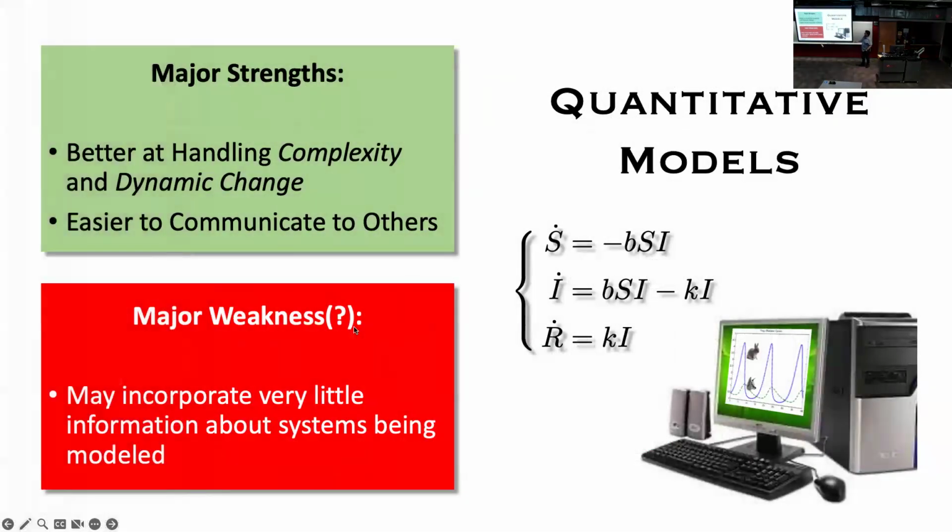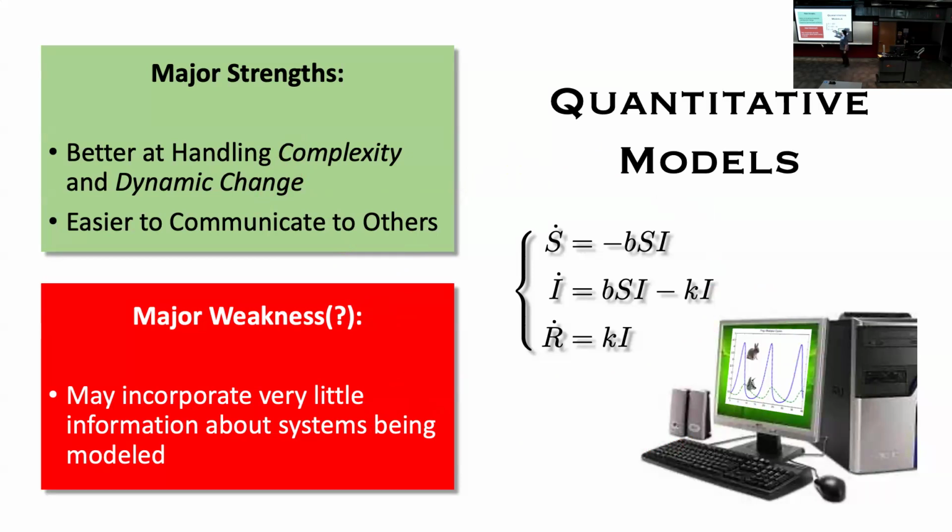A quantitative model takes a little bit of that information out of your head and puts it into a format that's much better at handling complexity and dynamic change, and easier to communicate to others because it's in some sort of formal version. So this is a simple model of how disease spreads using three differential equations in a system. This is the so-called SIR model, which is a very famous model for understanding the basics of most disease, and then you can add a lot of specializations.